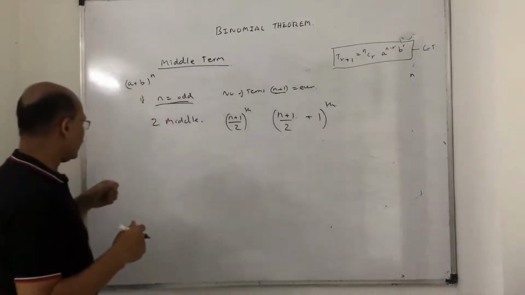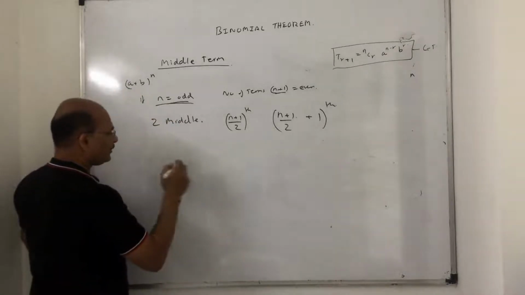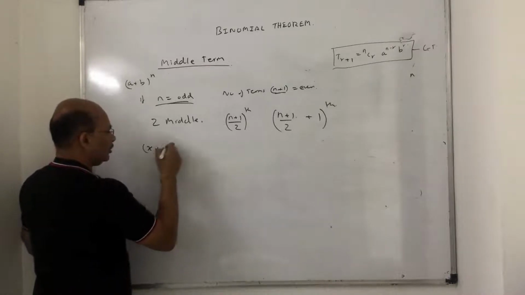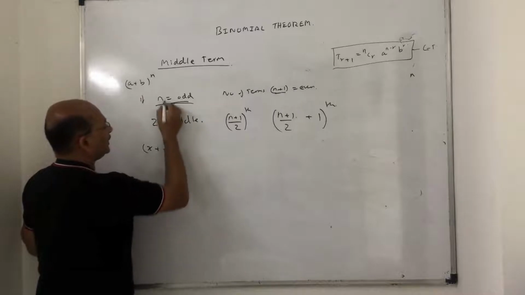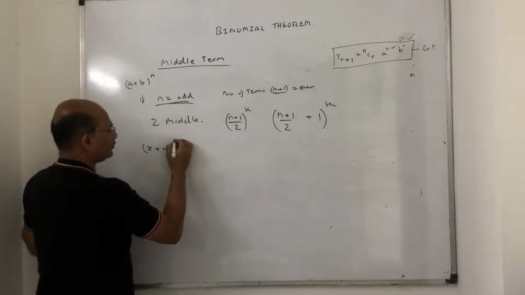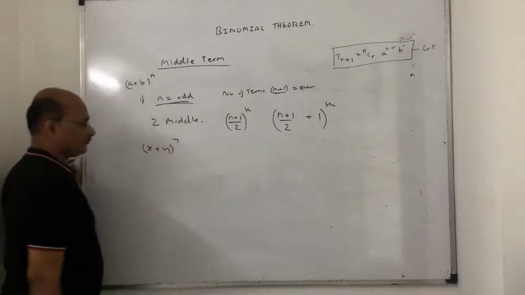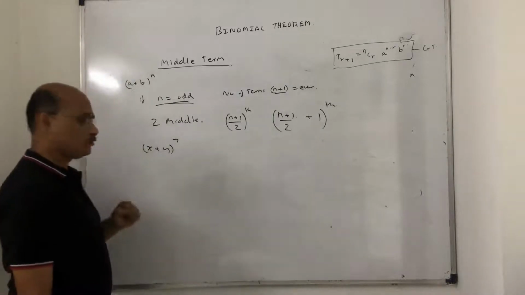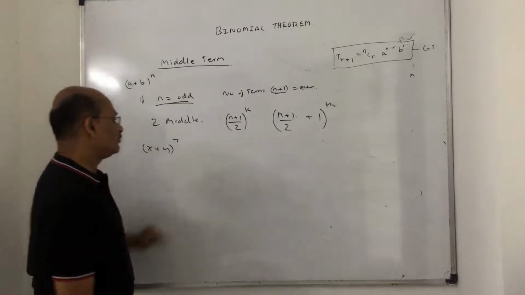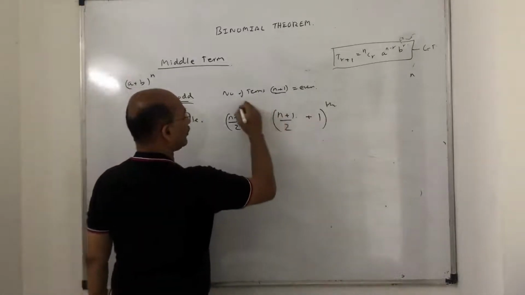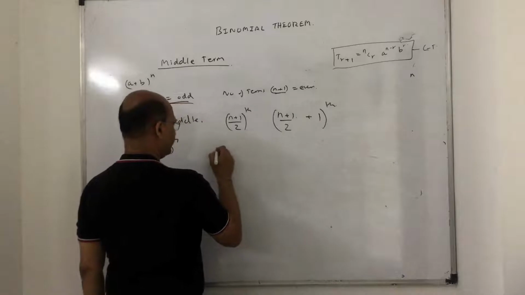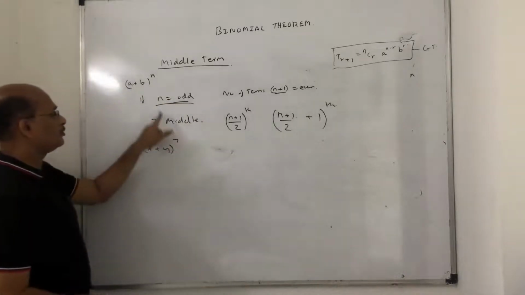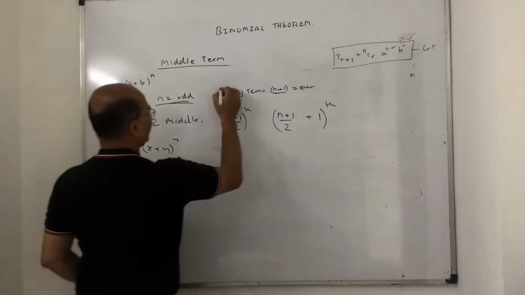Now let me just elaborate this example. Suppose I say (x plus y) raised to n, where n is odd, say 7. I want to find the middle term. So which term will be the middle term? Now (x plus y) raised to 7, the total number of terms after expansion will be 8. Correct? Now n is 7. Remember that n is 7. So if n is odd, you don't worry about this pattern.